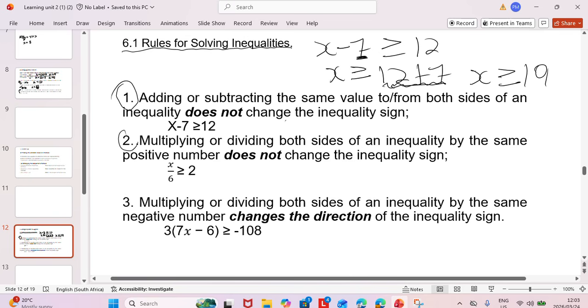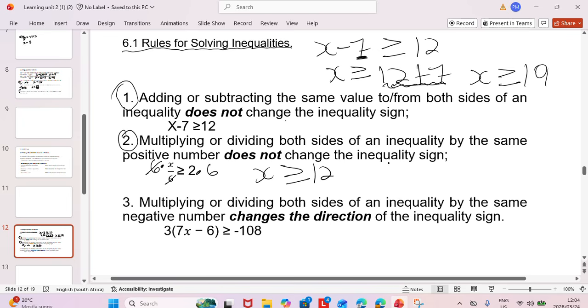What about number 2? If you're multiplying or dividing both sides of an inequality by the same positive number, the inequality sign does not change. Okay, so x is divided by 6 here. You are going to multiply x by 6, multiply 12 by 6. Notice we are multiplying by a positive number on both sides. Therefore, the inequality sign will not change. 6 will cancel 6. x is still greater than or equal to 12.